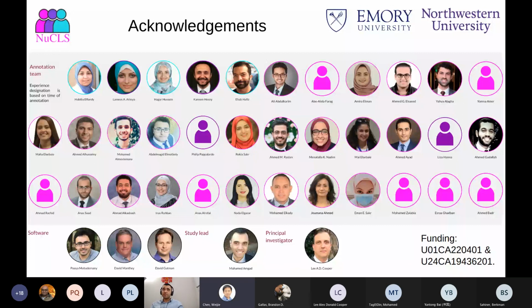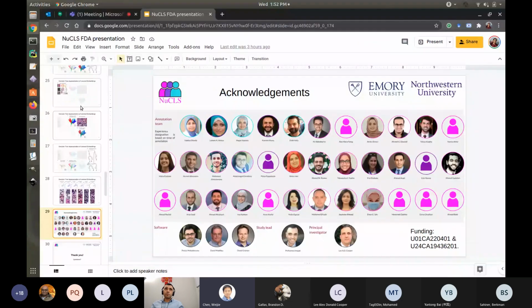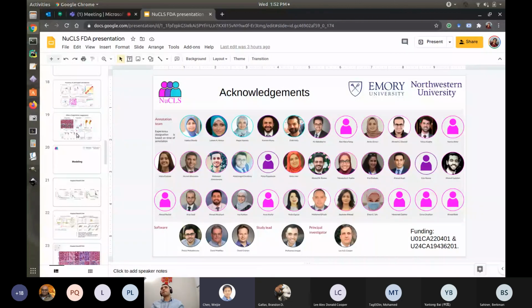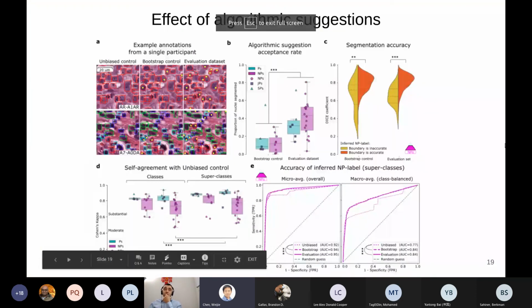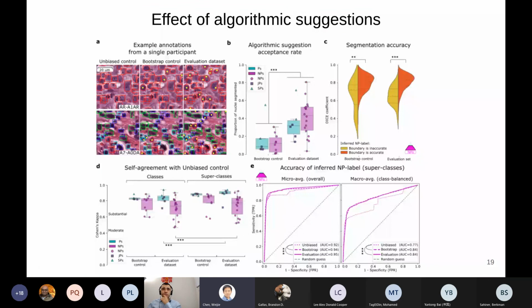Can you go back to the last slide? You showed that with unbiased control or suggestion control. Sure. I'm trying to understand this. Maybe there's different terminology, because we used to talk about manual segmentation, semi-automatic segmentation, or fully automatic segmentation by the algorithm. So the manual segmentation without any algorithm, that's the unbiased control here. Is that right? That's correct.